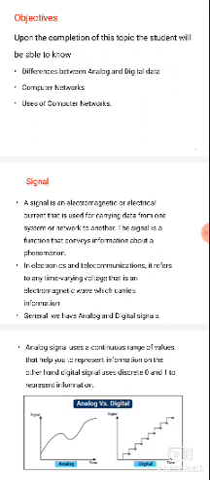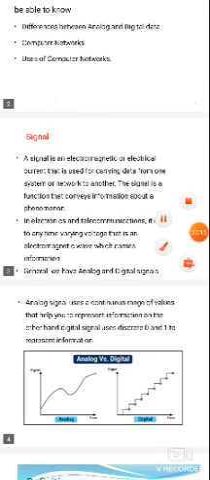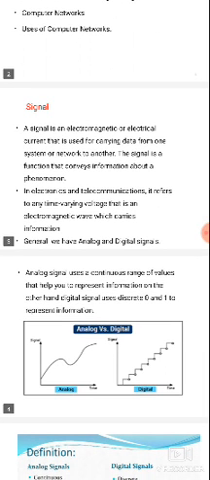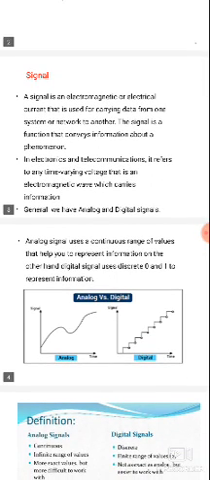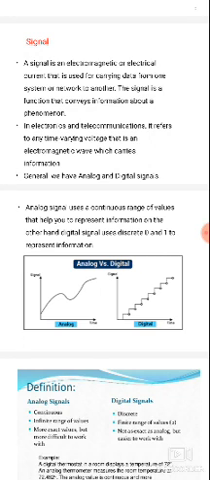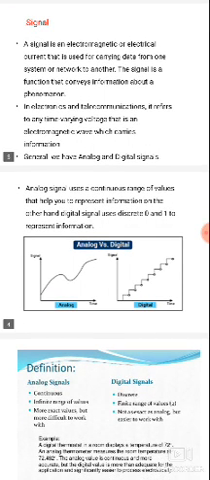Today's class I am going to explain computer networks and uses of computer networks. First, signal. A signal is an electromagnetic or electrical current that is used for carrying data from one system or network to another. The signal is a function that conveys information about a phenomenon.